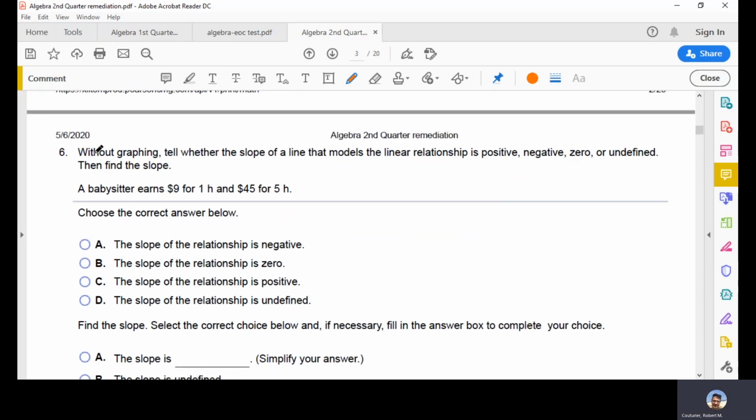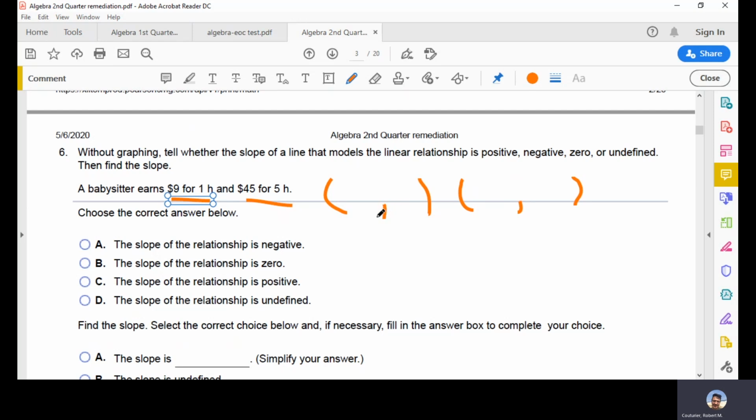6. Here we go again with these word problems. Without graphing, tell whether the slope of the line that models the linear relationship is positive, negative, 0, or undefined. Then find the slope. So a babysitter earns $9 for 1 hour and $45 for 5. Guys, this is two separate pieces. Here's one, and here's the other. We have to put these into ordered pairs. It's two ordered pairs, but we have to think logically.